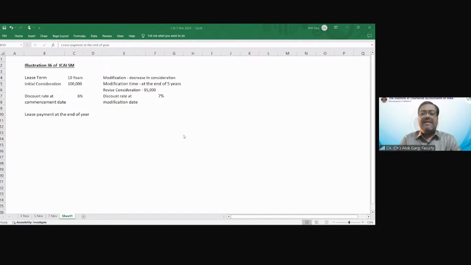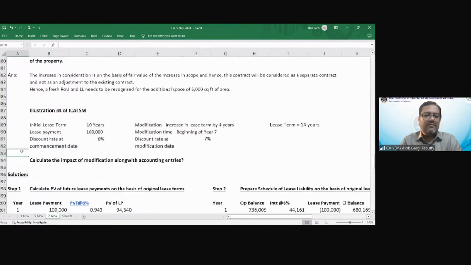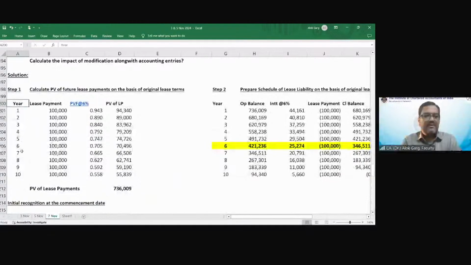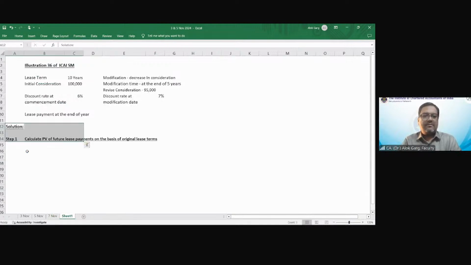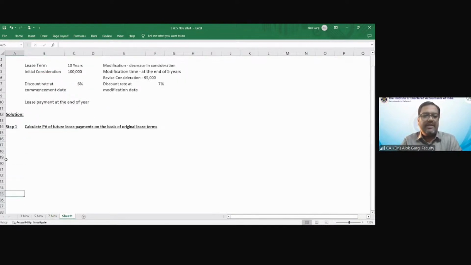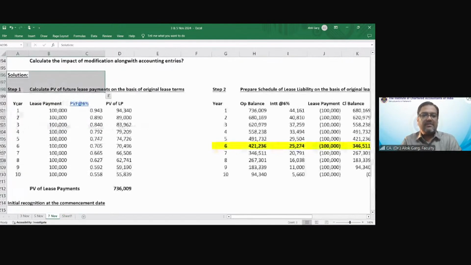How to compute the lease liability on the commencement date? Present value of 10 years of lease payments. So, simple step number 1: calculate the present value of lease payments on the basis of the original lease term. And how many years are there? 10 years.